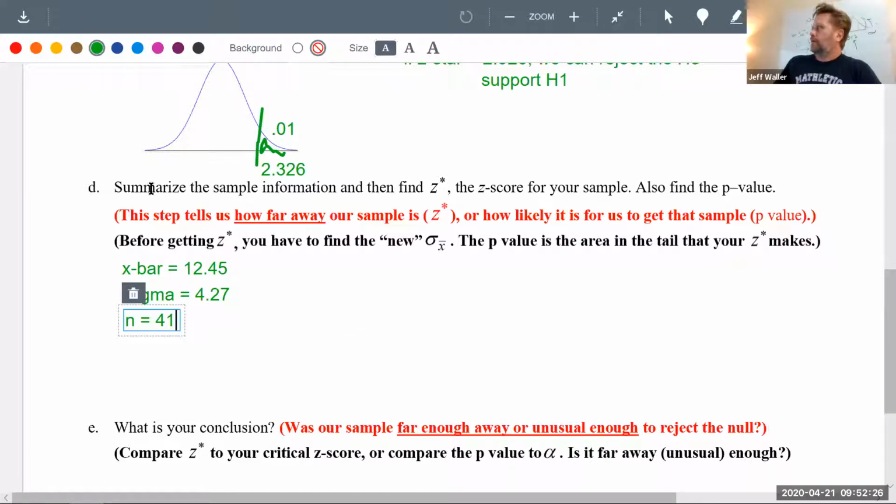Cool. And then I give you some pointers here. Again, I'm not going to do this all the time. This is the one sheet I'm doing this on. So this step tells us how far away our sample is. And then I get a more practical thing about you got to get the new standard deviation, right? Because we took a sample. So the new standard deviation would equal the old one divided by the square root of, where do you go, 41.